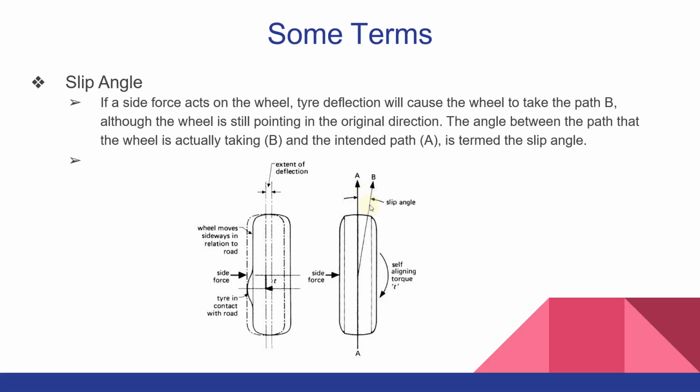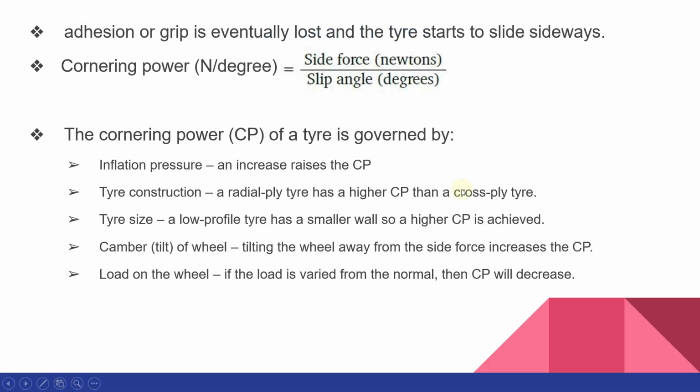So the angle between these two paths A and B is known as the slip angle. That means the vehicle, instead of going through the path A, is now going through a path B, or in other words, slight slipping is occurring along this path. The adhesion or the grip is eventually lost and the tire starts to slide sideways. So in other words, we say that it is slipping.